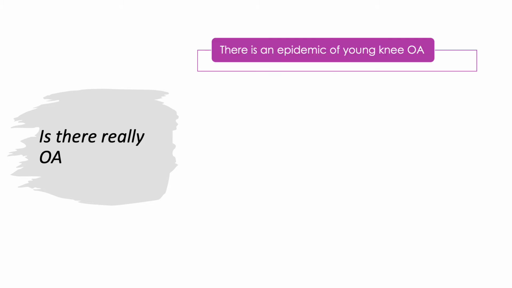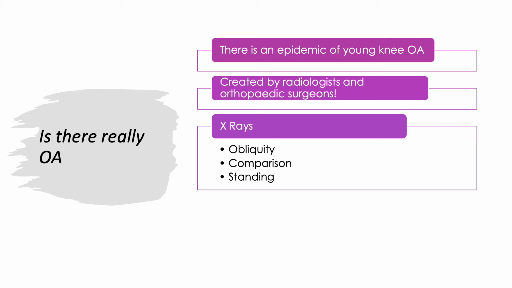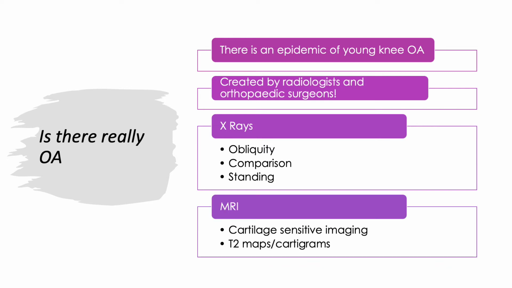Now, the next thing that we ask ourselves is, is there really osteoarthritis? And when we're doing this, we realize that there's an epidemic of young knee osteoarthritis. This is created primarily by orthopedic surgeons and radiologists because we don't know how to read X-rays. X-rays should be looked at carefully for obliquity, comparison with the opposite side, and standing views to determine if there is true joint compartment narrowing.